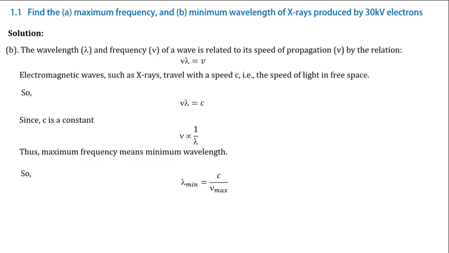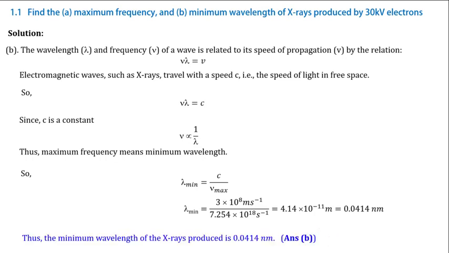So, the maximum frequency of the X-rays produced by these 30 kilovolt electrons would represent the minimum wavelength of the X-rays. So, lambda minimum would be c by nu max, and nu max we have already determined, putting the value of c as 3 into 10 to the power 8 meter per second and nu max as 7.254 into 10 to the power 18 per second. We get this value of lambda minimum to be 4.14 into 10 to the power minus 11 meters, which is 0.0414 nanometers. Thus, the minimum wavelength of the X-rays produced is 0.0414 nanometer. This is the answer to part B of this question. Thank you.